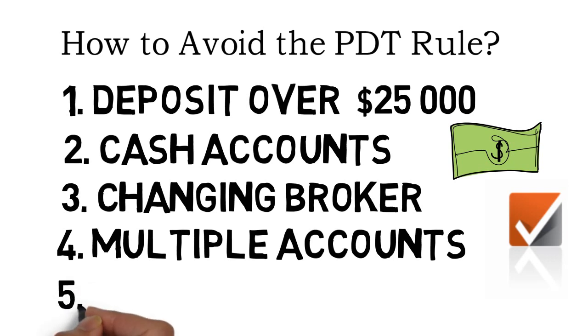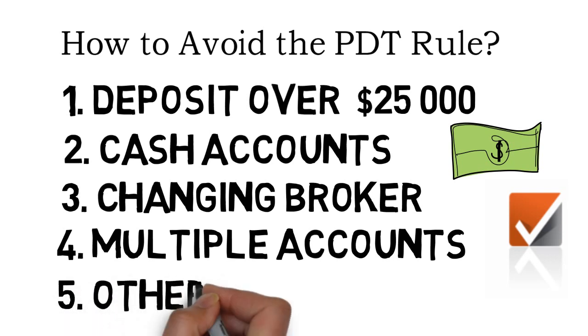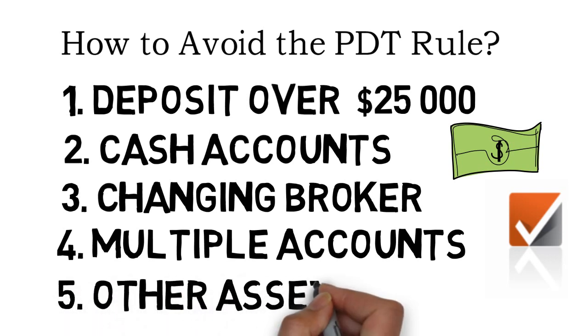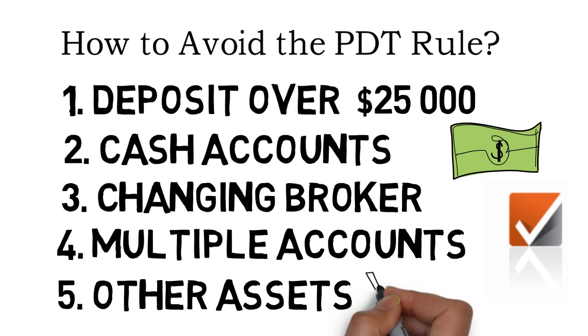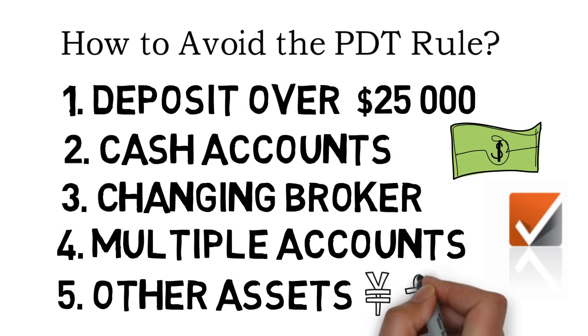The fifth way to avoid the PDT rule is trading other assets. The PDT rule does not apply to all assets. It applies to stocks and also to options trading. But if you trade other assets like forex or futures, the PDT rule won't apply.